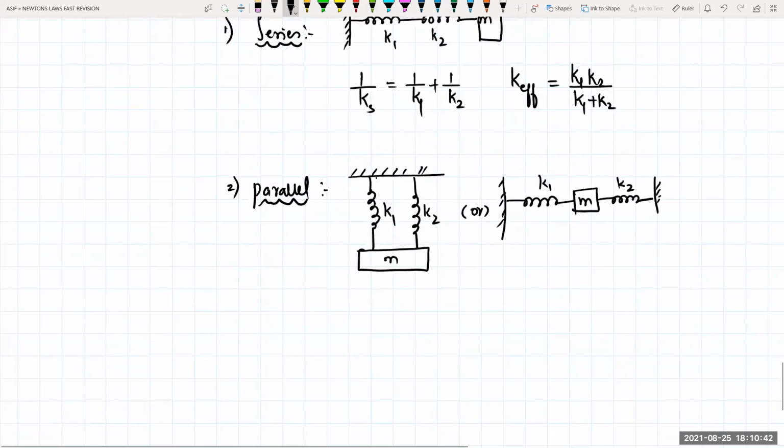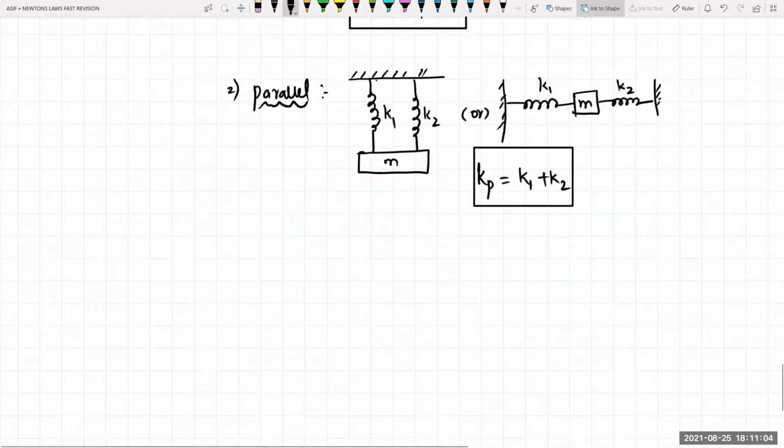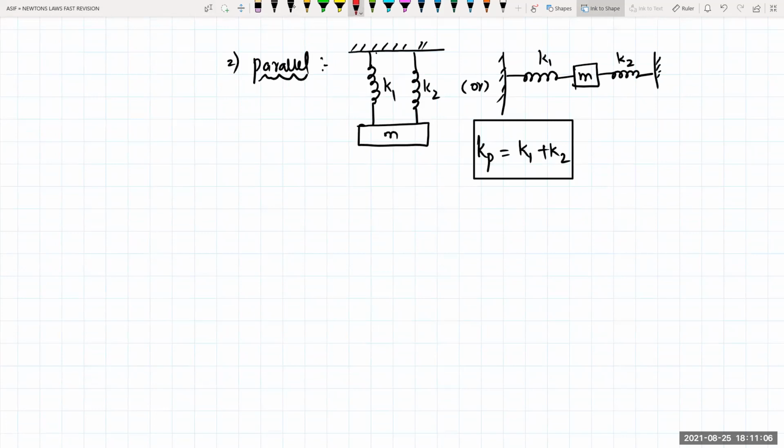This one is also in parallel combination, because when you take the mass M and pull it in the upward direction, will the two come parallel to each other or not? Yes. So K in parallel will become K1 plus K2. Clear? So now, next one, cutting of springs.